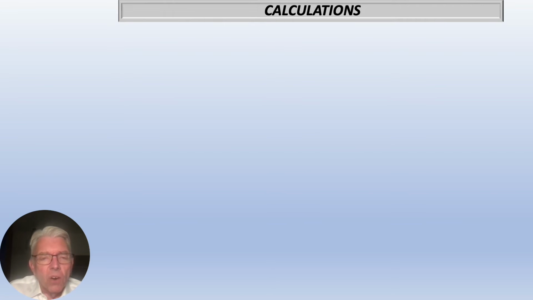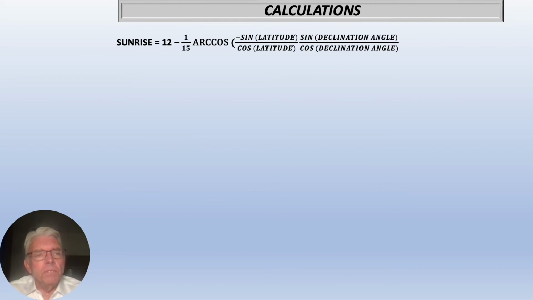Okay, so now we get into some calculations, and it's way beyond the scope of this video to get into why these equations have the terms that they do, but we'll simply fill in the blanks here. So the sunrise is equal to that long equation there. Now, the reason it starts off with 12 is that solar noon is going to be 12 hours, okay? And then we talked about the fact that every hour is 15 degrees, so that's where the 1/15 comes from.